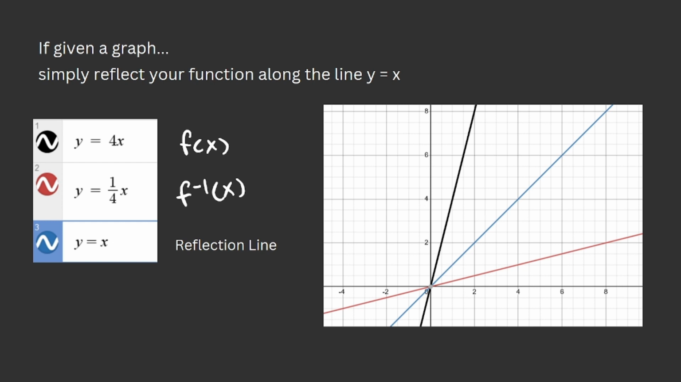So my black line here is my function, f of x, and that is equal to y equals 4x. My red line is my inverse function, y equals 1 over 4x, and you can see how the two functions are reflected against the blue line, y equals x.